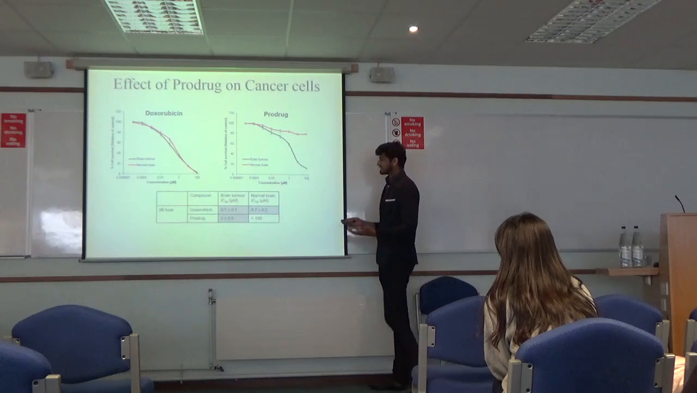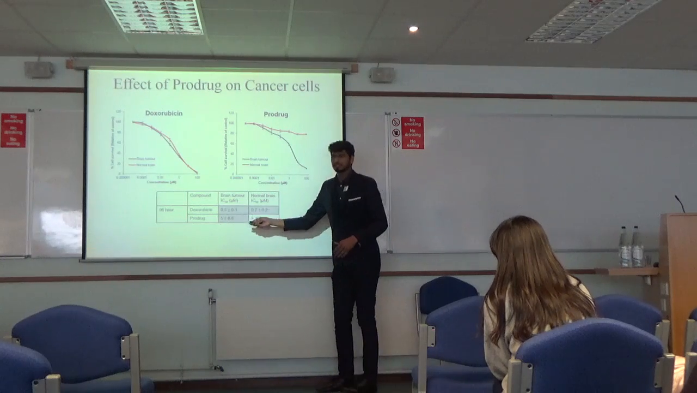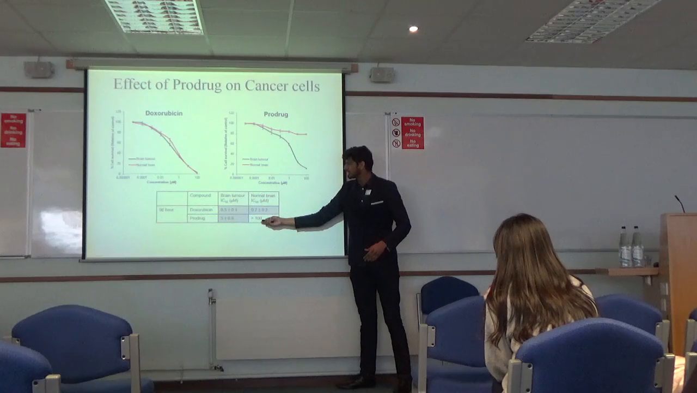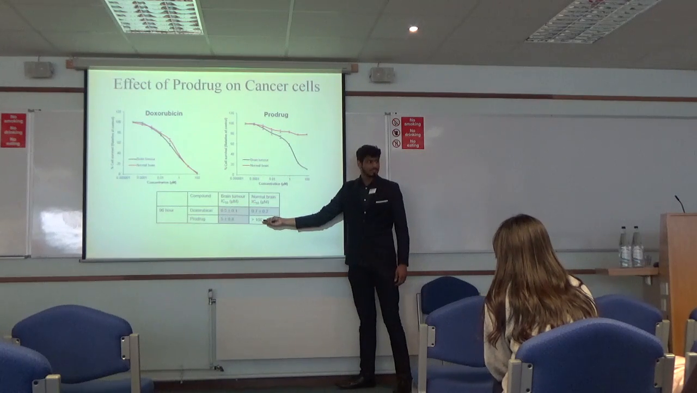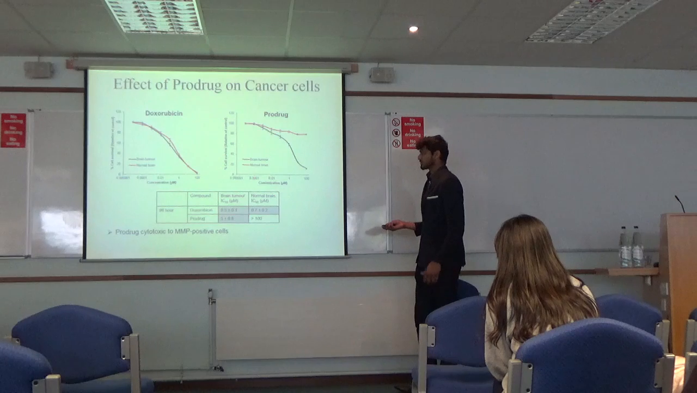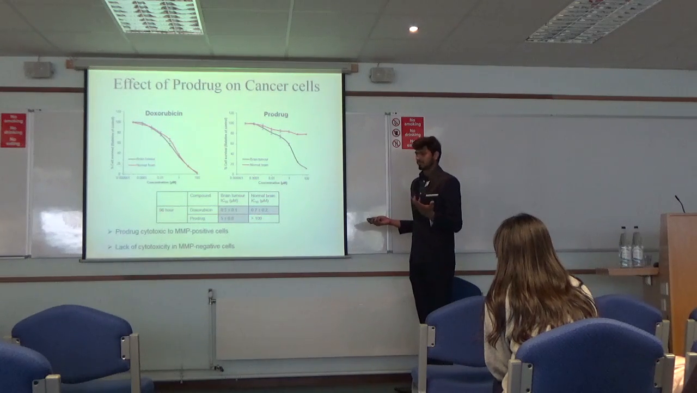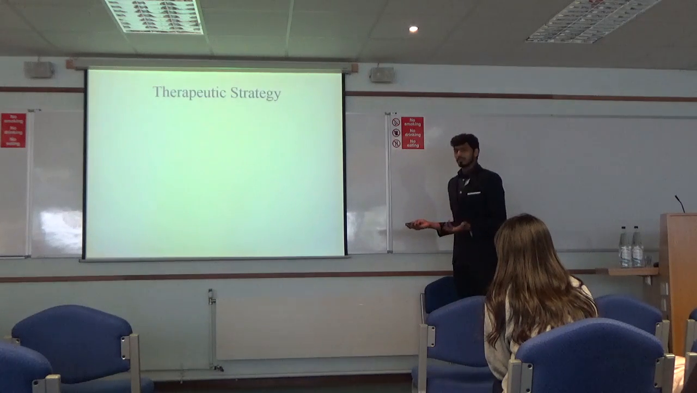And as you can see, these are the IC50 values showing that in normal brain cells, the prodrug wasn't toxic at all. So it was toxic to MMP positive cells, and it was not toxic to normal brain cells. So what is my therapeutic strategy?